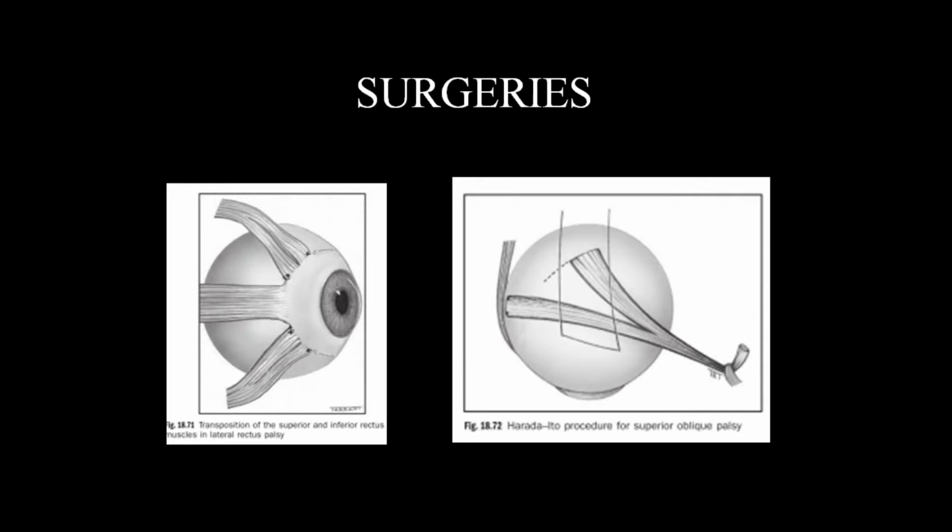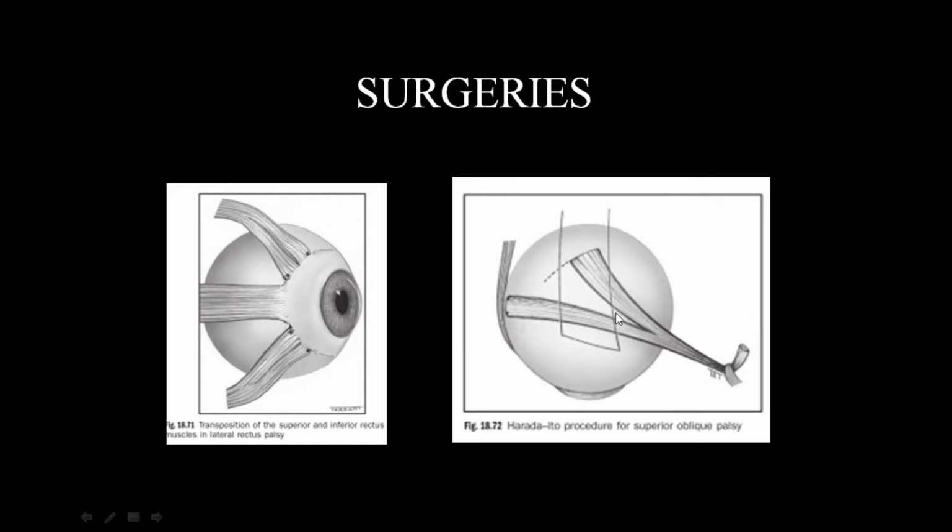So what do you do? For example, if the patient has lateral rectus palsy, you supplement the action of the lateral rectus by transposing the superior rectus and inferior rectus close to the lateral rectus. This is called Jensen's procedure, where you augment the action of the lateral rectus by bringing the superior rectus and inferior rectus close to it.